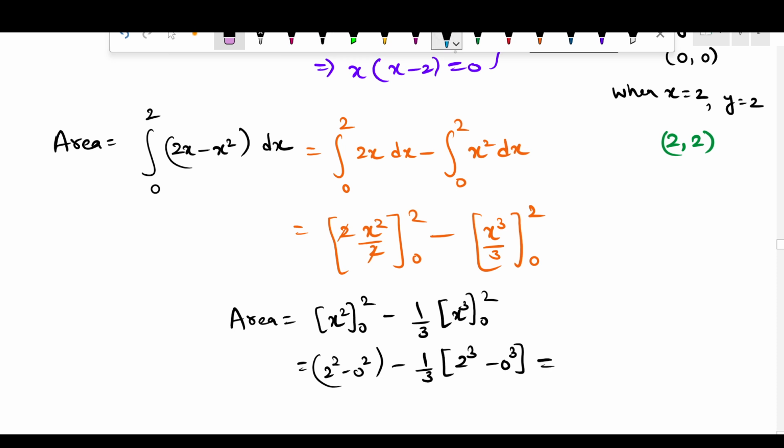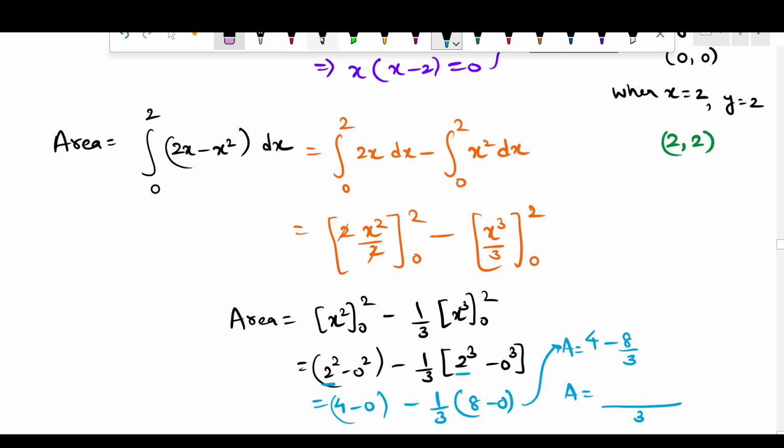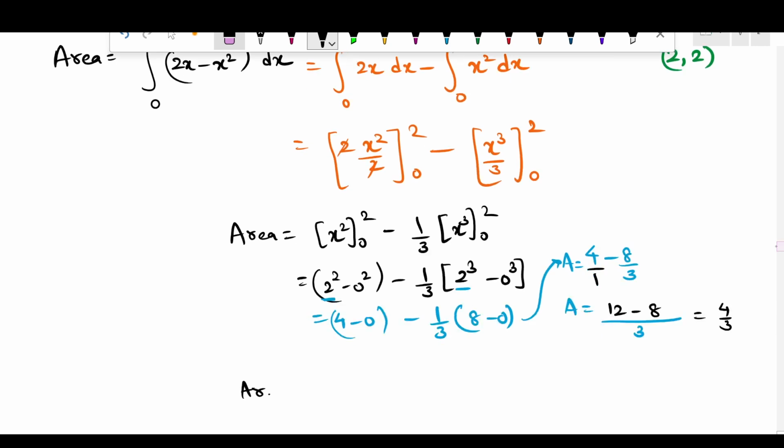This will be equal to 2 square is 4, right? So 4 minus 0 minus 1/3 2 cube is 8 minus 0. So this is equal to 4 minus 8 by 3. Area is equal to, take 3 as the LCM. This will be 12 minus 8 equals 4 by 3. So the area comes out to be 4 by 3 square units.